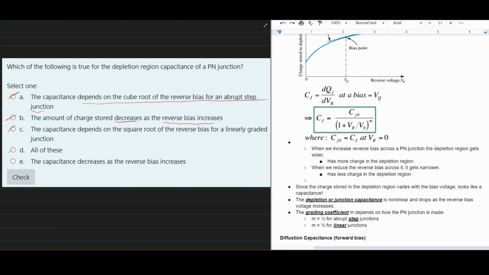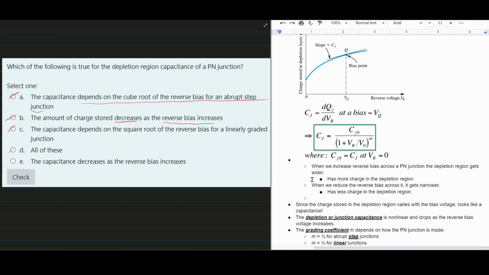Lastly, we have the capacitance decreases as the reverse bias increases. Well, our capacitance is this Cj right here, not the Cj naught. And if our reverse bias, which is this part inside of here, is increasing, that means the capacitance is going to get smaller. If the bottom part is increasing, the capacitance is overall going to get smaller because we have a small number divided by a larger number. And so that would be decreasing, and this would be true for this question.